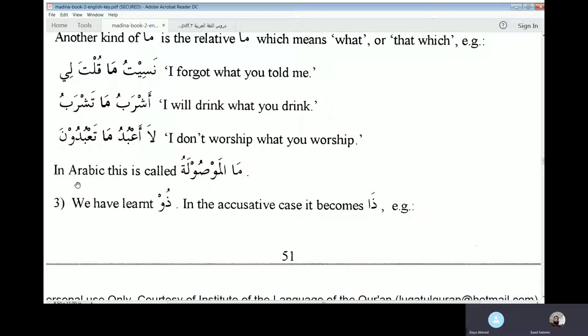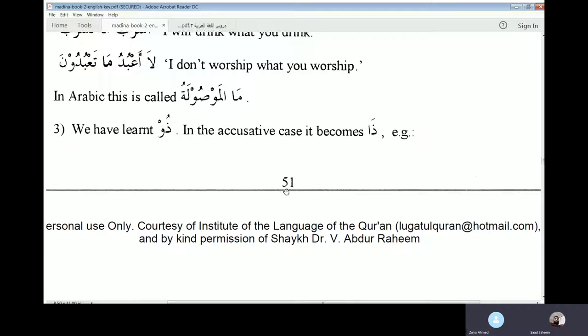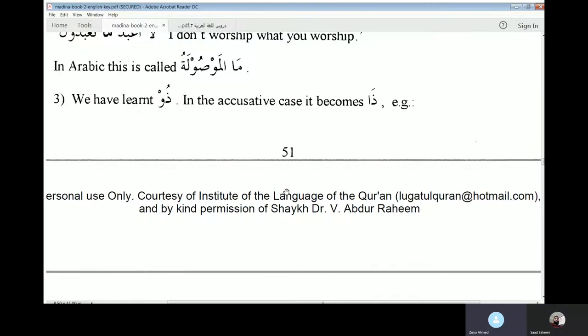In Arabic, this is ma al-mawsula. We have learned dhu in the accusative case, it becomes dha. Accusative case means mansub. Mansub. Accusative case.